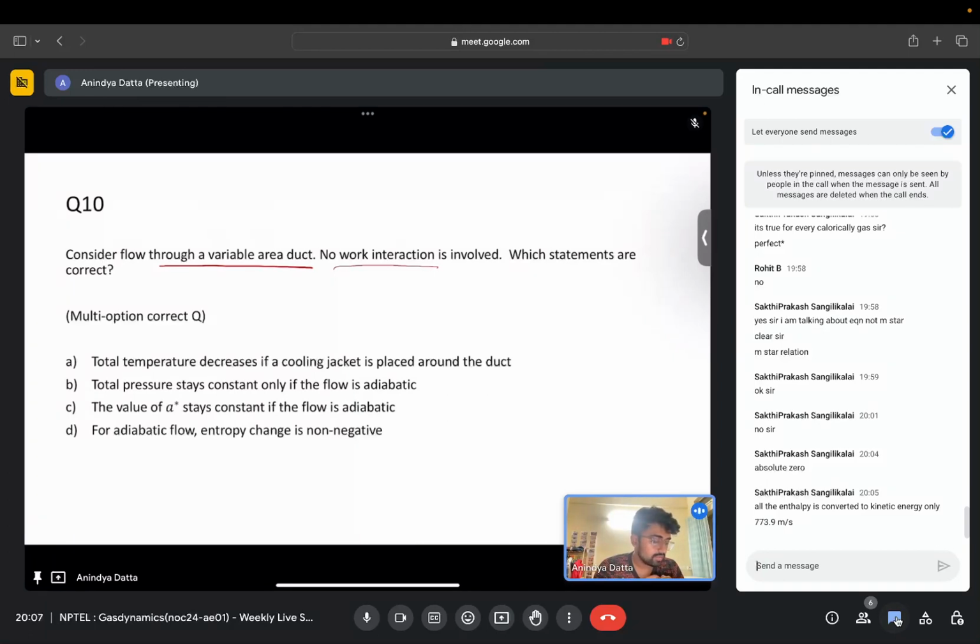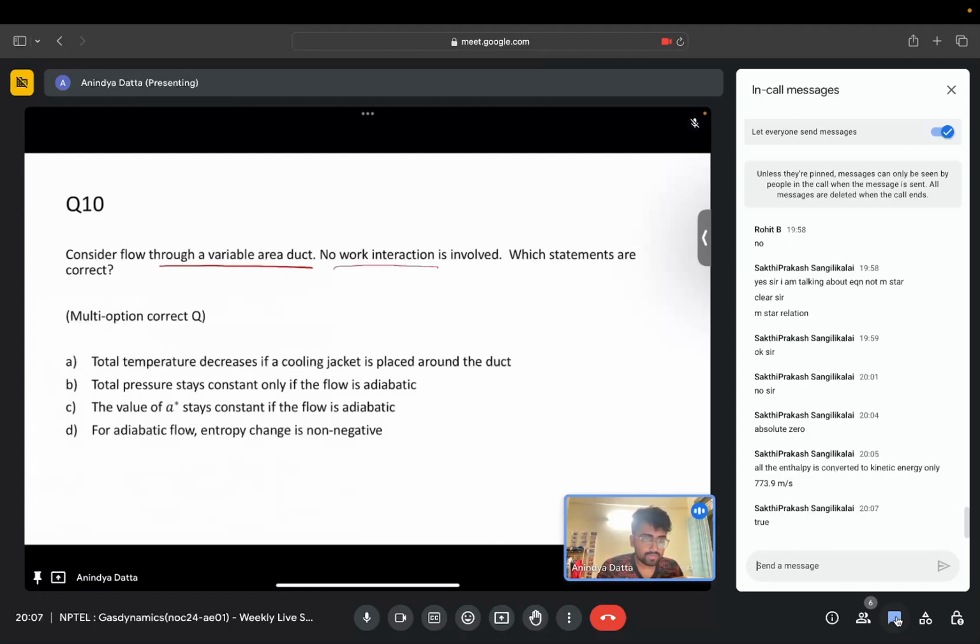The first statement: total temperature decreases if a cooling jacket is placed around the duct. Is this true or false? If a cooling jacket is placed, there will be heat transfer out of the system, right? So the total temperature will decrease. This should be clear now. We have seen that if it's adiabatic, total temperature will stay constant. If you add heat, we saw in one of the problems that total temperature rises. So if you cool the duct, obviously the total temperature will decrease.